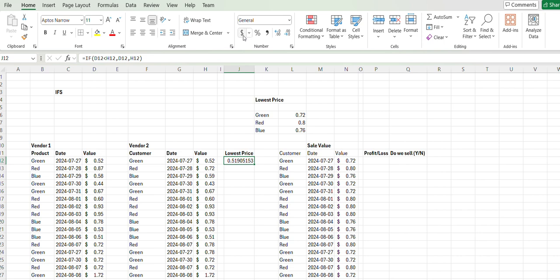So this is the price we go with, right? Well, they're basically the same. Let's look at the red on July 28th. Well, who do you think that the formula is going to tell us to go with? Right? We go with vendor 2 because it's lower. And we just populate this all the way down.